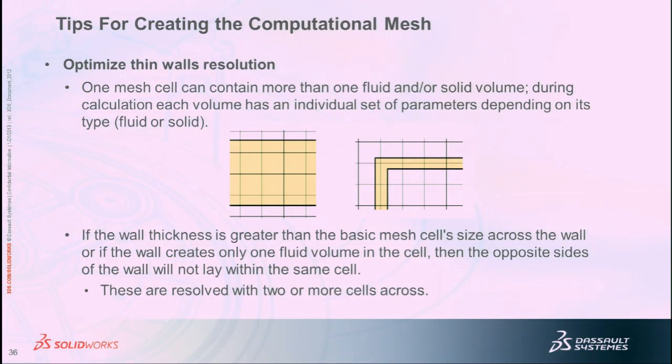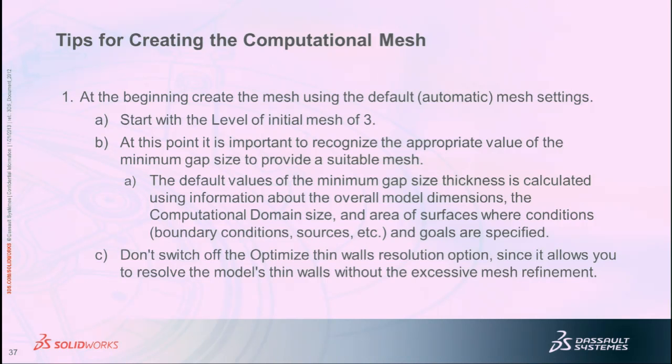All right, and here's just another slide on that. If you contain more than one fluid or solid volume during a calculation, each has an individual set of parameters. So if the wall thickness is greater than the cell size across the wall, or if the wall creates only one fluid volume in the cell, then the opposite sides of the wall will not lie within the same cell. So it'll go in and refine it. So these are resolved with two or more cells across. Okay? So that's what the program is doing internally.